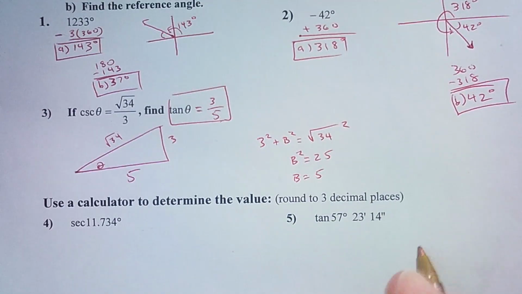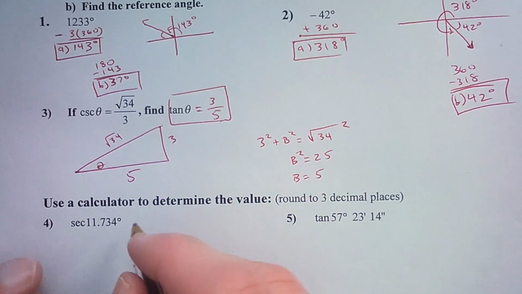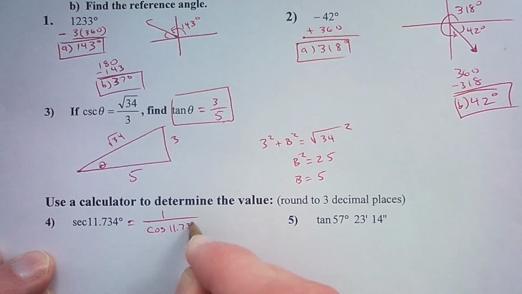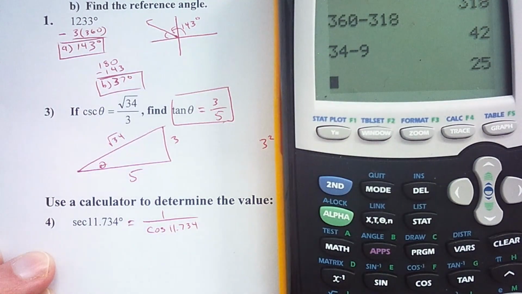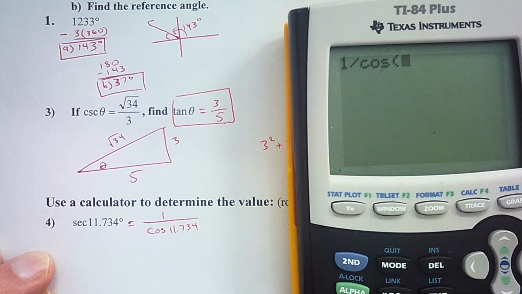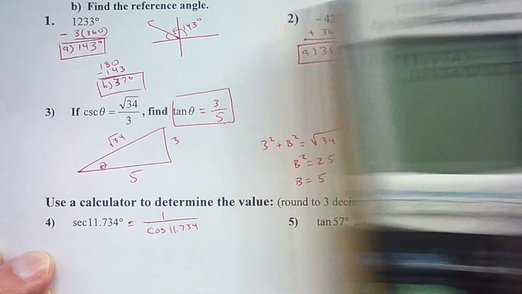Okay, then use a calculator to determine the value and round to 3 decimal places. So on our calculator, we have sine, cosine, and tangent, but this is secant. Okay, and secant is the reciprocal of cosine, so this is the same as 1 over the cosine of 11.734. Okay, so 1 over cosine 11.734 is 1.021.